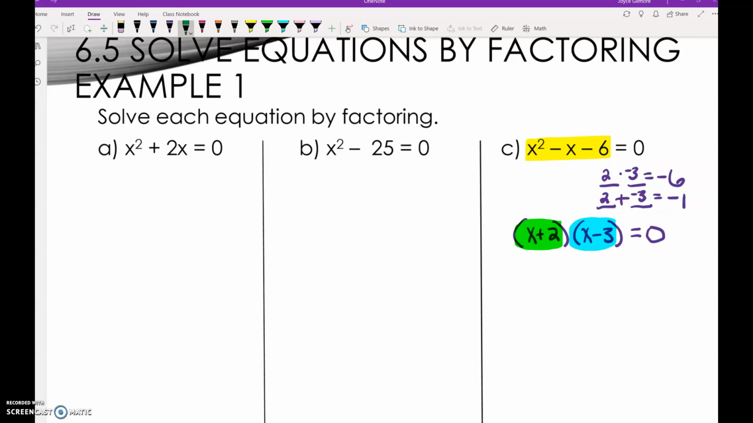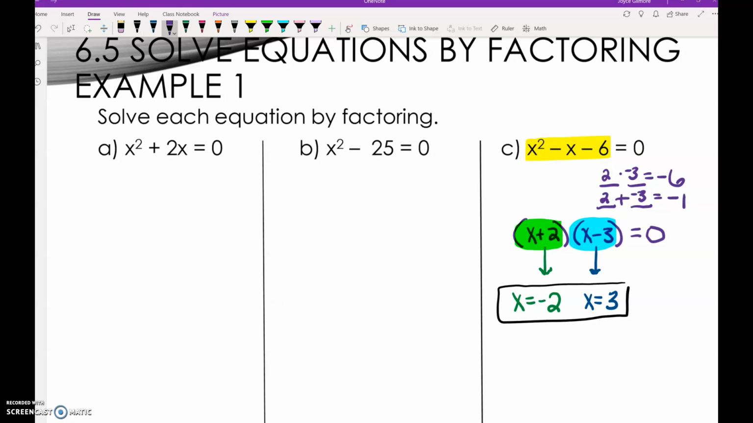So if x plus 2 was going to equal 0, what number plus 2 is 0? Negative 2. So one of our solutions is negative 2. If the blue part was 0, what number minus 3 is 0? Positive 3. Our solutions are negative 2 and positive 3.